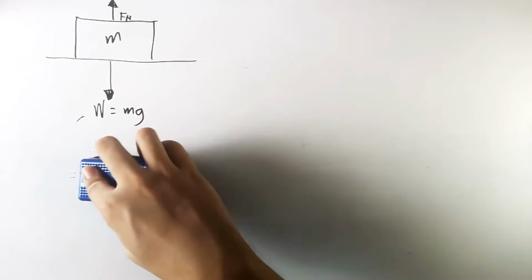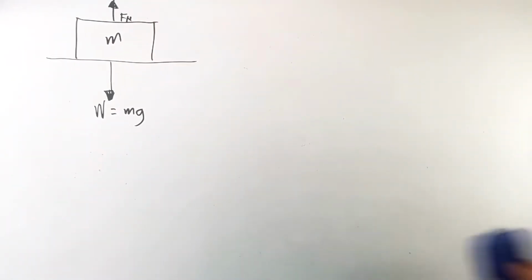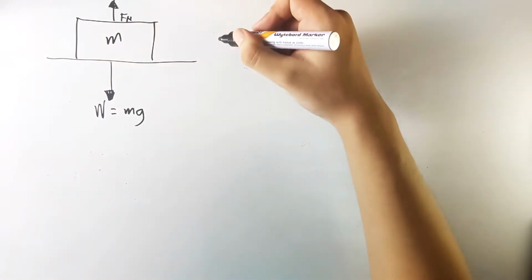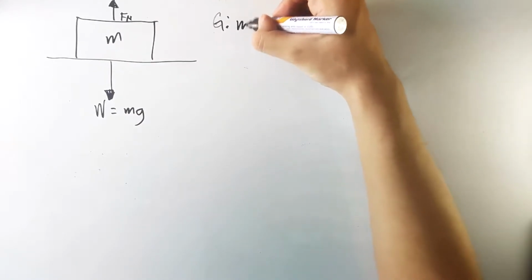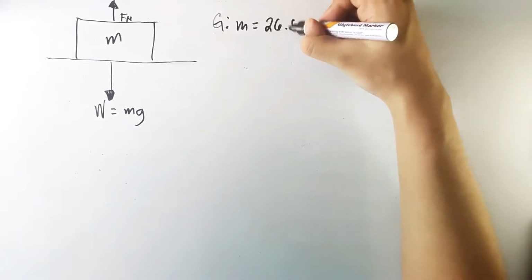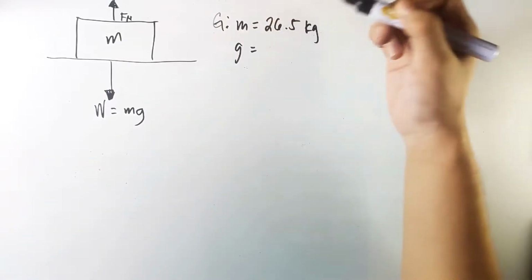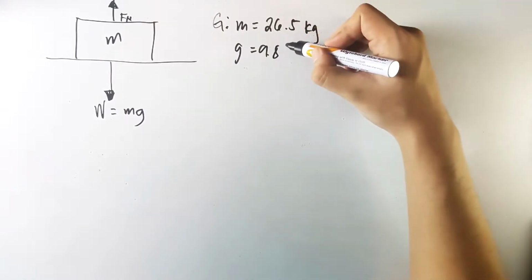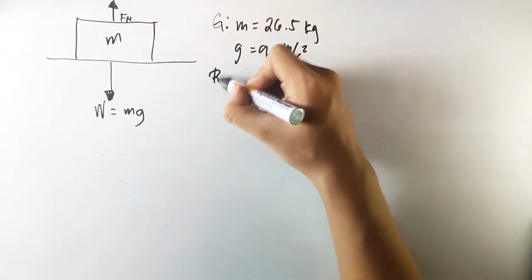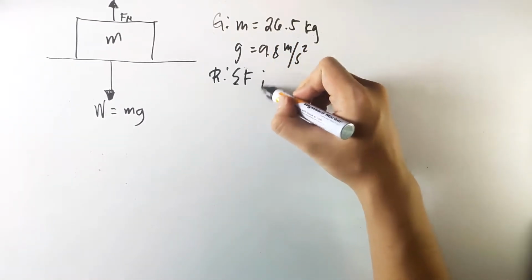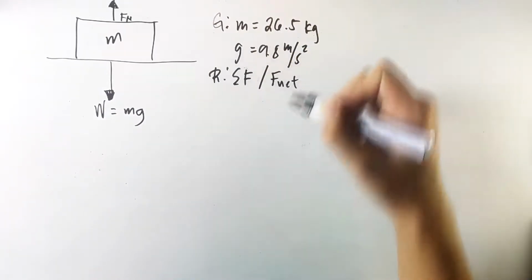So let's try to solve for it. Our given, according to the problem, is a mass of 26.5 kilograms, and the acceleration due to gravity, which is 9.8 meters per second squared. Required is of course the net force, or you can call it F net, it's up to you.